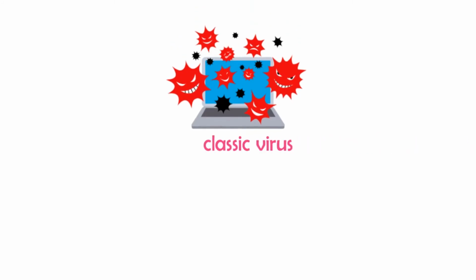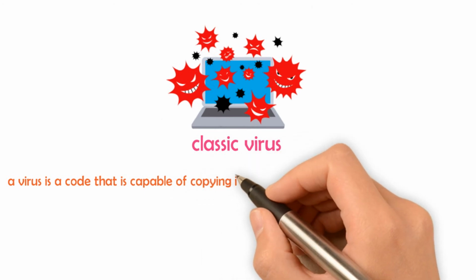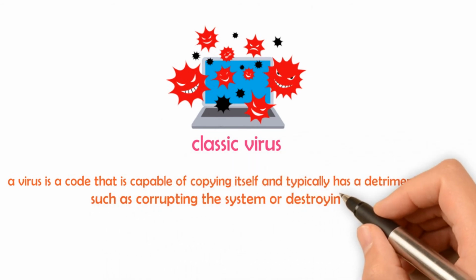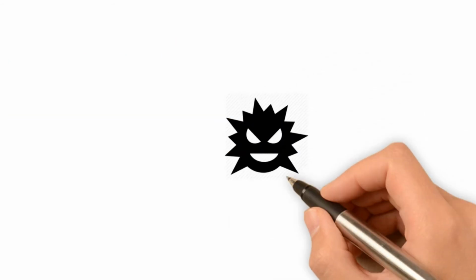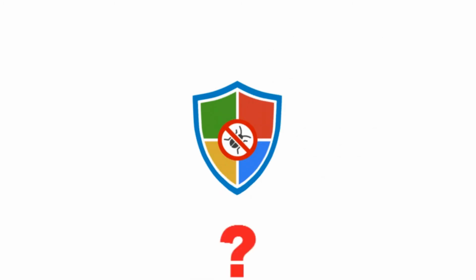Then we've got the classic virus. A virus is code that is capable of copying itself and typically has a detrimental effect, such as corrupting the system or destroying data. Since we will be building a small virus, let's chat a little bit about viruses, shall we? How do we avoid a virus infection?